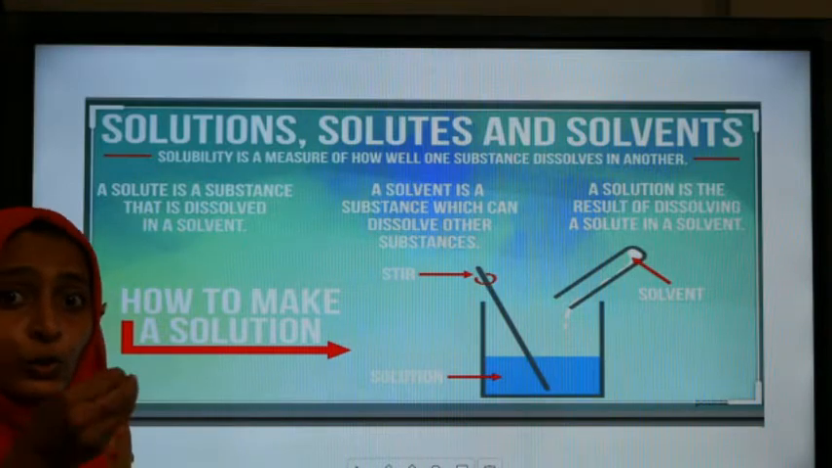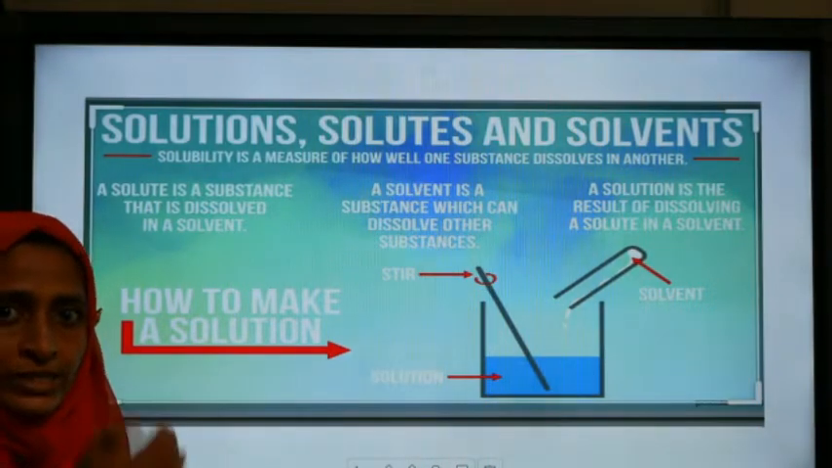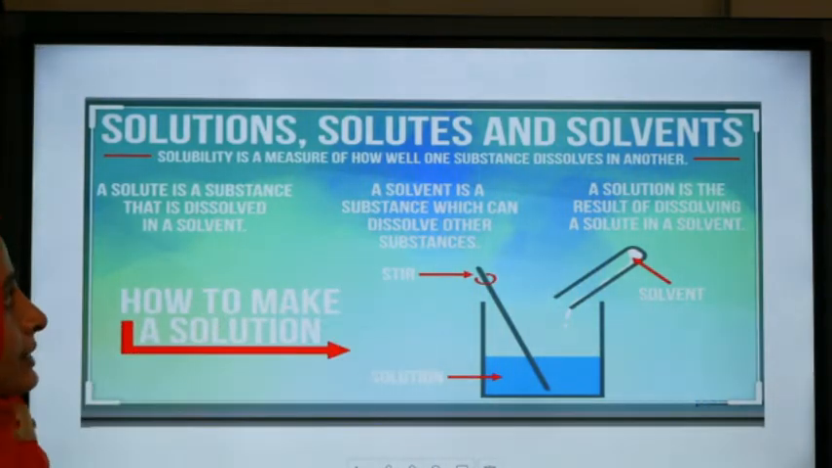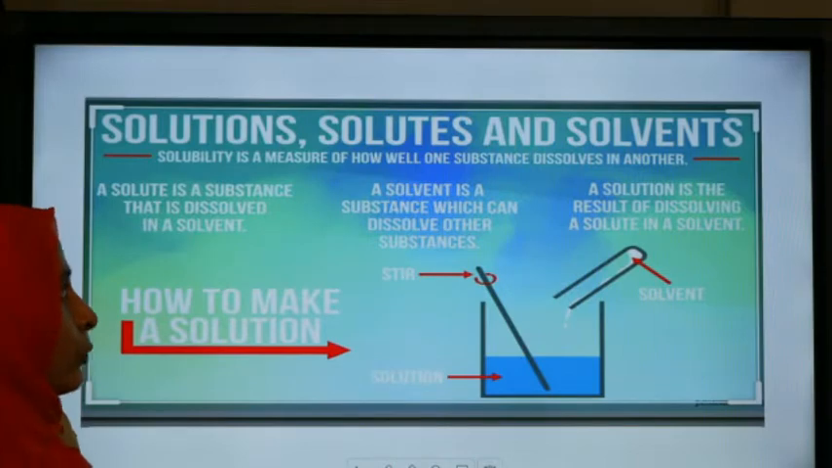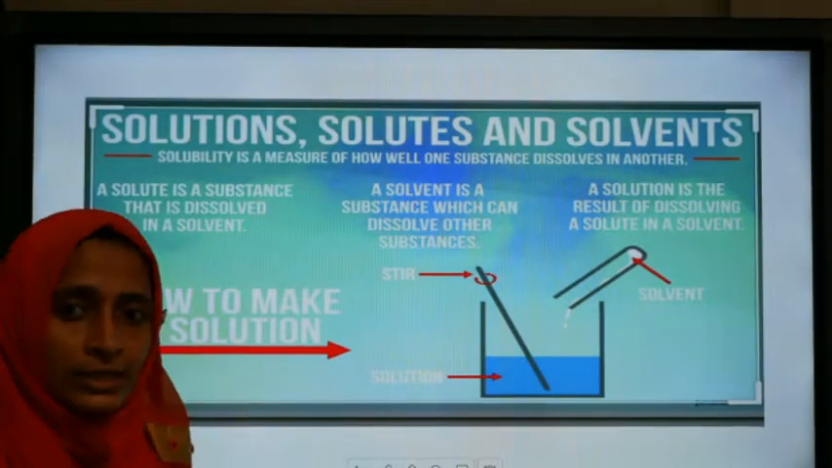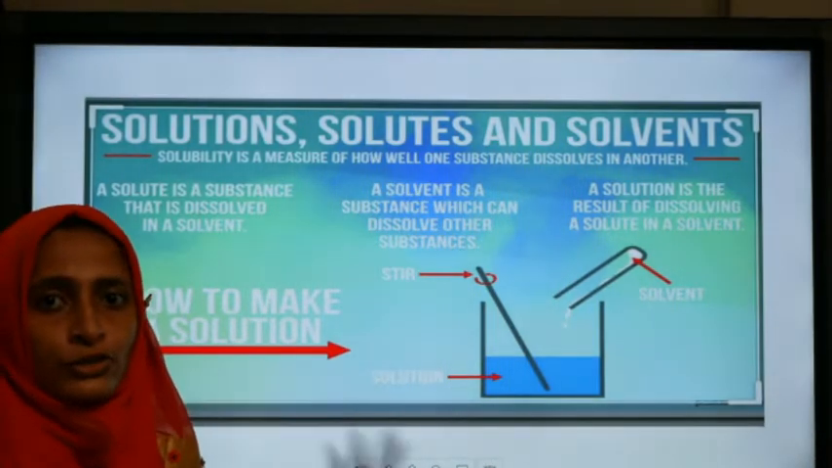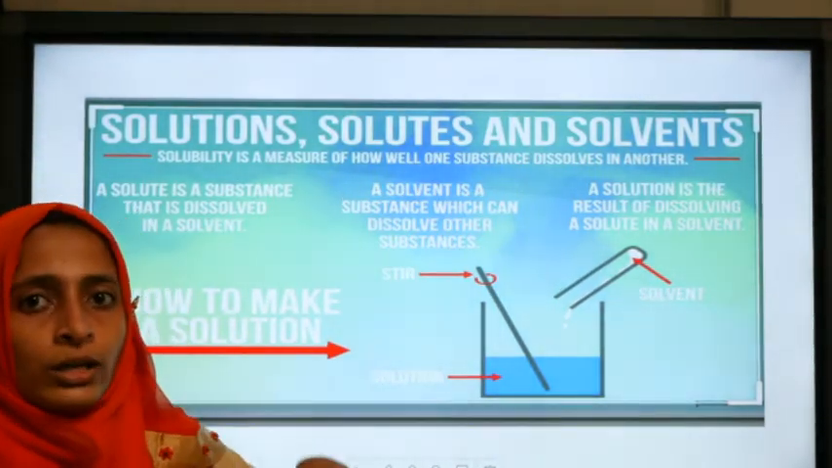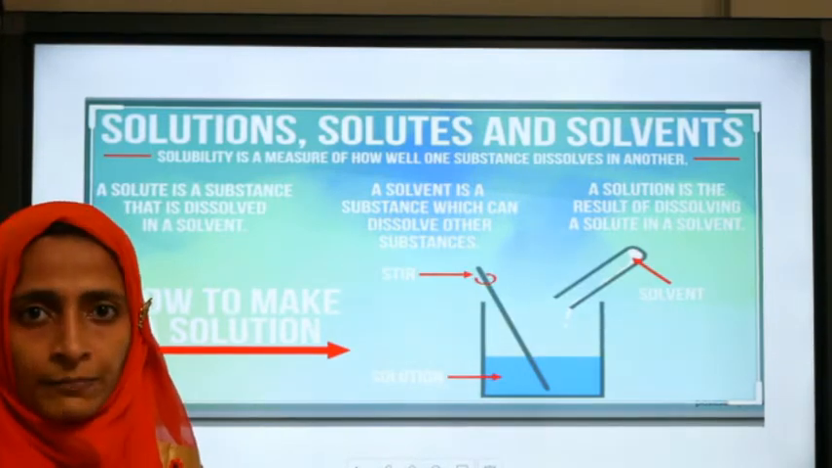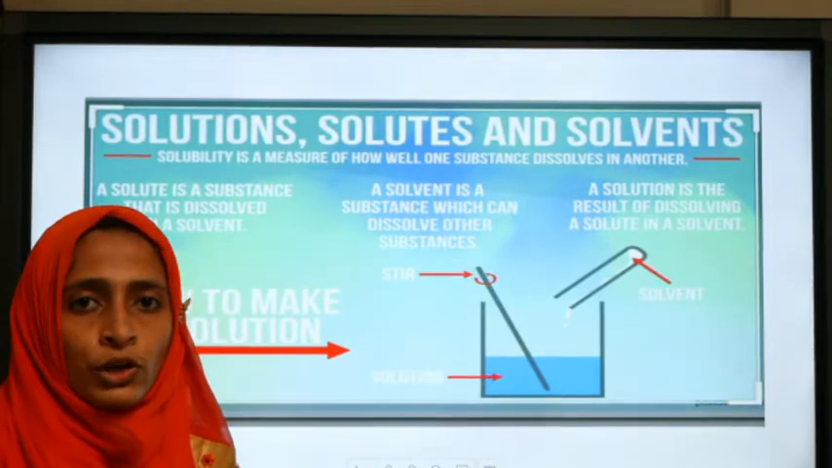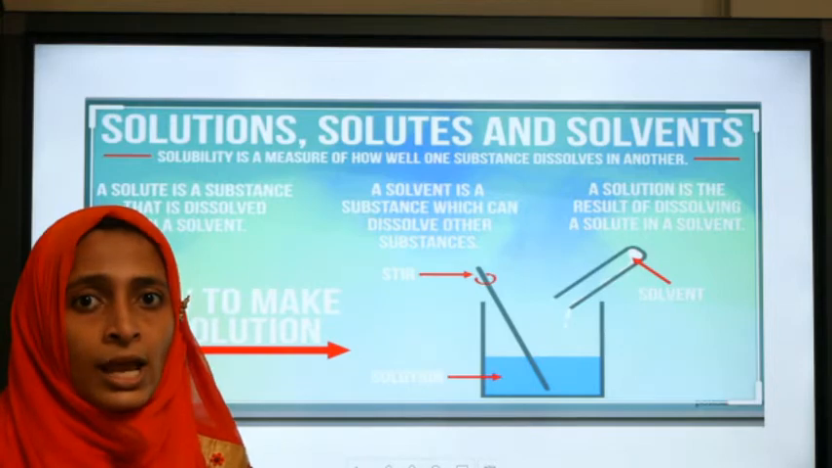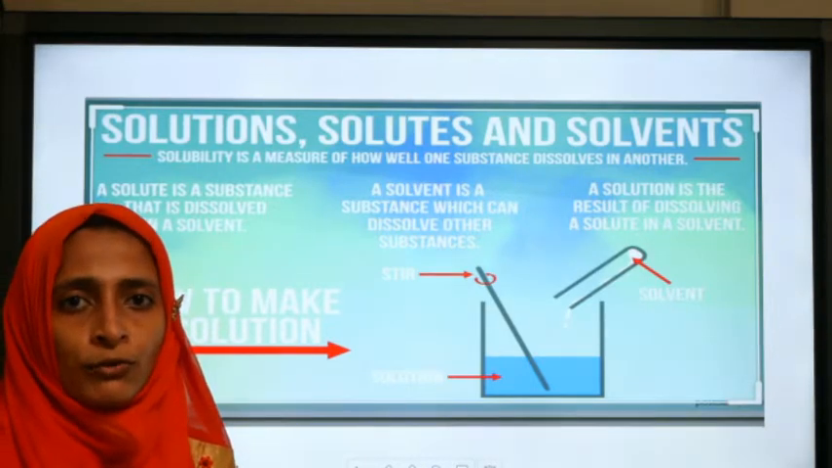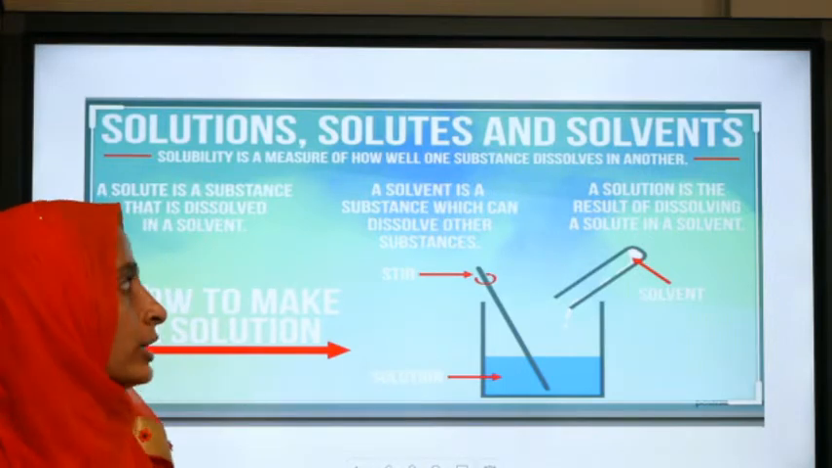The substance which is added to be dissolved is called the solute, whereas a solvent is a substance which can dissolve other substances. We are dissolving salt or sugar or any other substance in water. So water is used as the solvent here, and normally water is also called a universal solvent because it can dissolve most of the substances. Normally in most of our solutions we will be using water as the solvent.